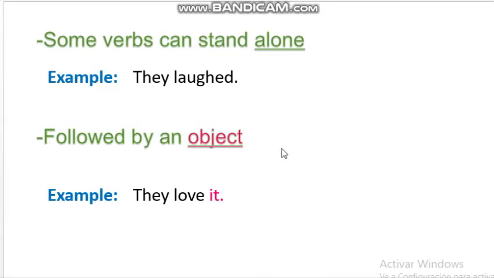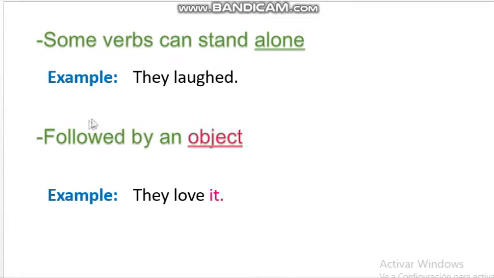Some verbs can stand alone, which means that they don't have anything after the verb, as you can see in this example. They laughed, just they laughed. It doesn't have anything else after the verb.